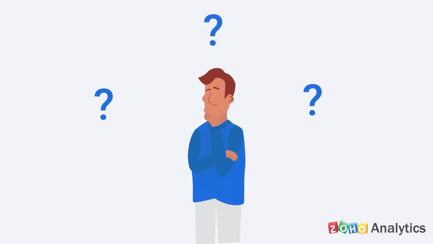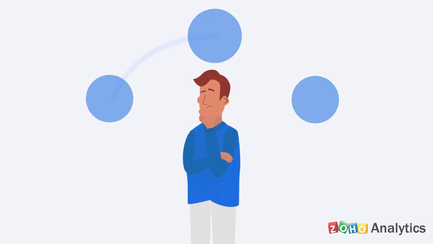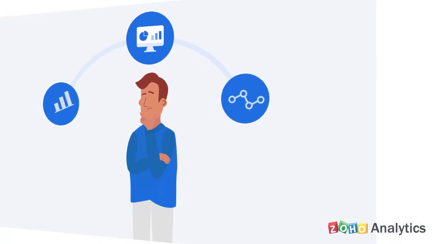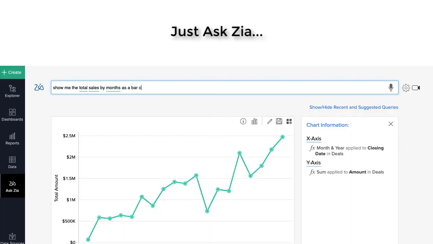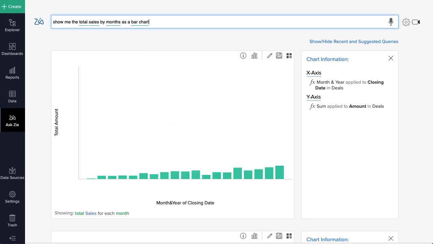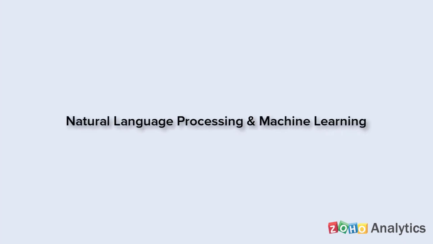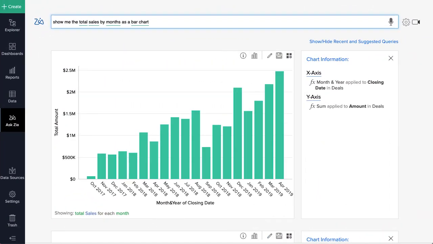Ever wish you had a personal assistant who could give you your business data the moment you ask for it? That is exactly what Ask Zia does. It's our AI-powered analytical assistant. Just ask Zia questions and get powerful insights as answers. Ask Zia uses natural language processing and machine learning to understand your questions and generate powerful visualizations.